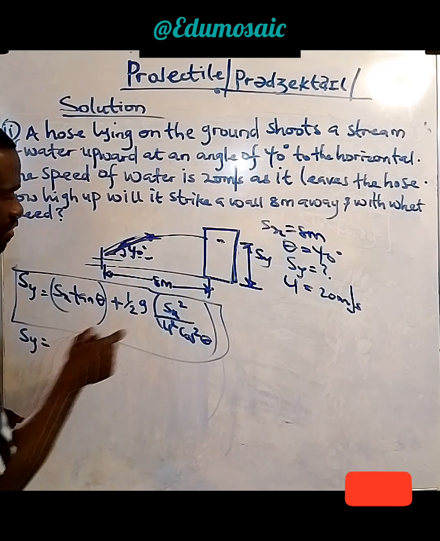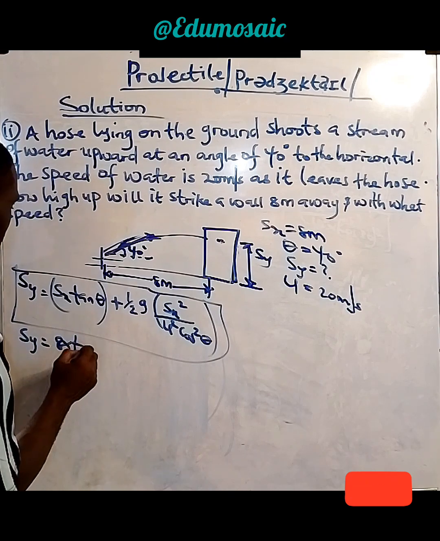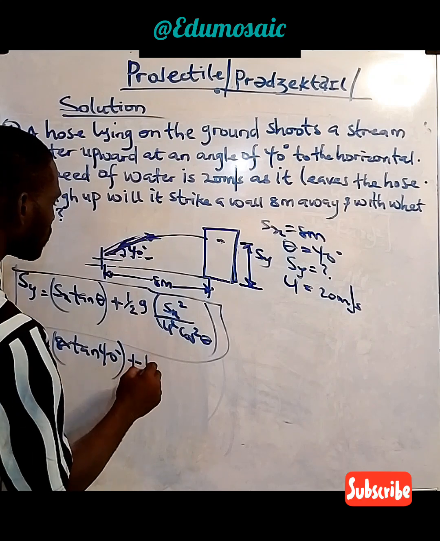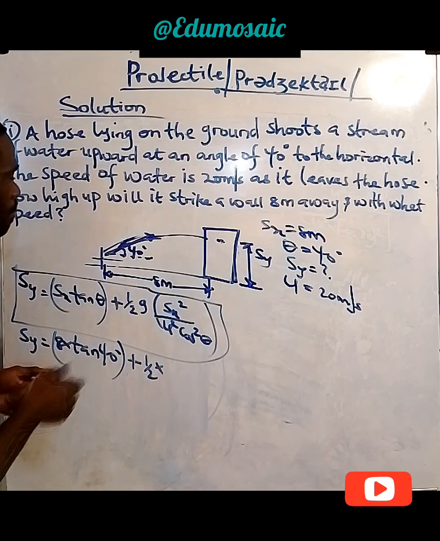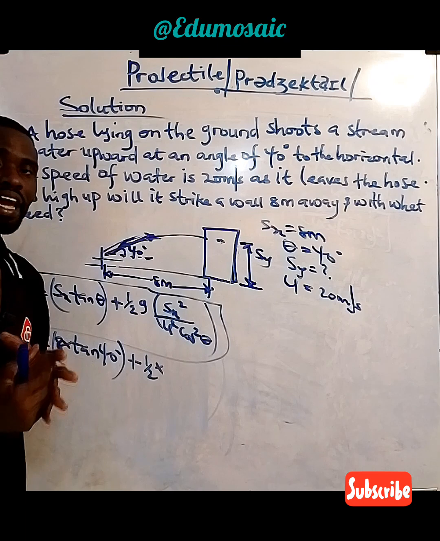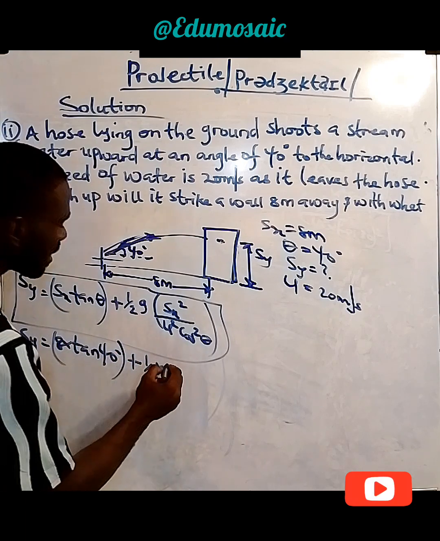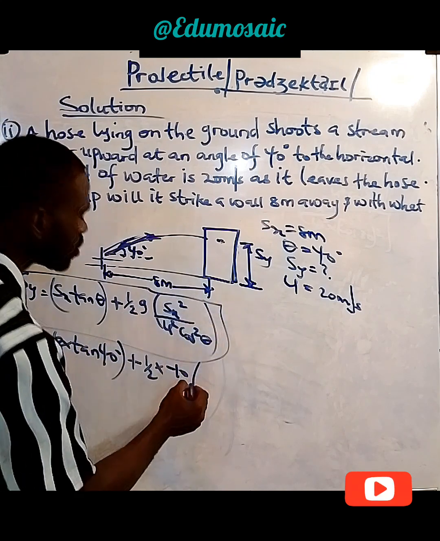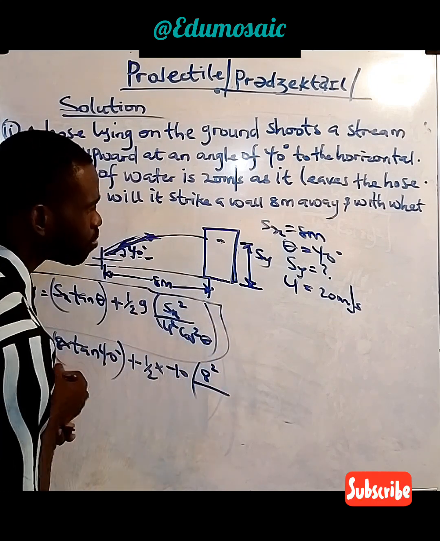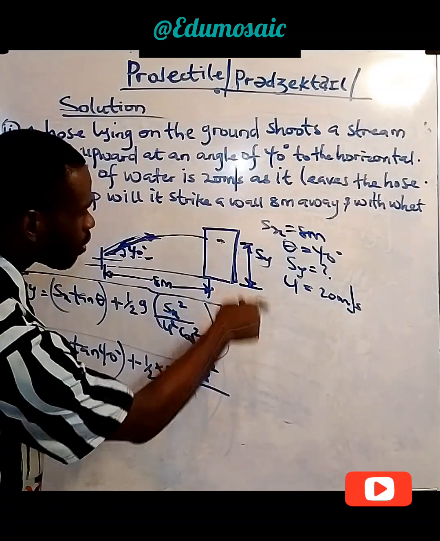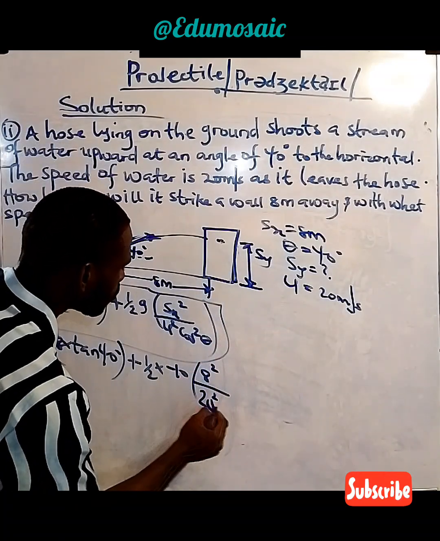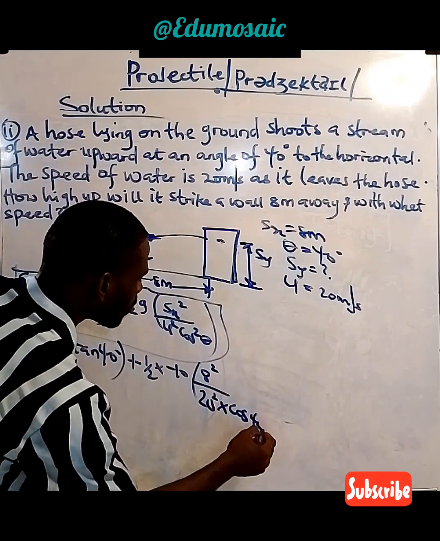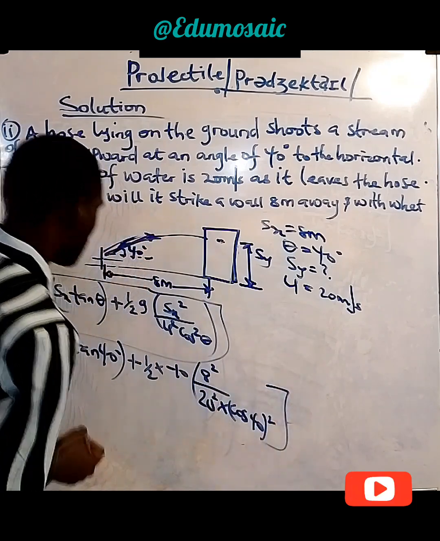Distance along the x-axis is 8 meters times tan theta, the angle is 40 degrees, and then plus 1 over 2 gravity. Don't forget that this body was being shot up, so it disobeyed gravity. So gravity is going to be minus 10 meters per second squared. That's minus 10, times distance along the x-axis, which is 8 raised to power 2, over initial speed. Initial speed is 20 raised to power 2, times cos of the angle, cos 40 raised to power 2 also. So what do we have?